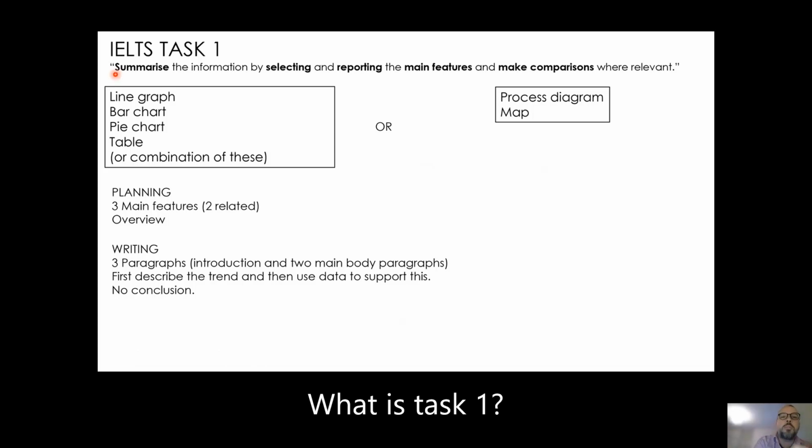You're going to be given some information, either data in the form of a line graph, bar chart, pie chart, table, or a combination of those, or in the form of a map or a pair of maps, or in the case of this video, a diagram describing a process. Now you need to take that information and summarize it by selecting and reporting the main features and make comparisons where relevant. Now this sentence is really important because it's the sentence which appears in every IELTS Task 1 question.